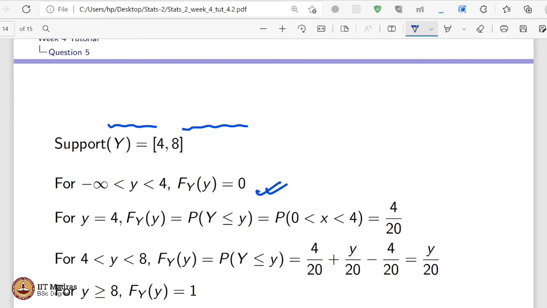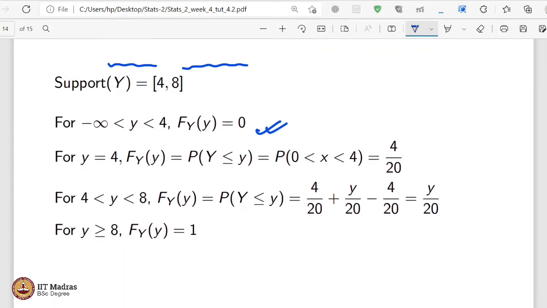So first we'll go step by step. So till y less than 4, not equal to, because we don't have to consider 4, because at 4 the probability will exist. So for y less than 4, the CDF of y is 0.